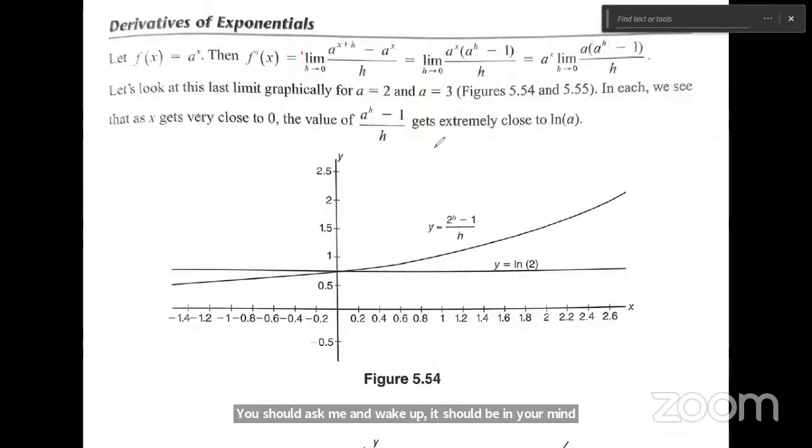Now, let's look at another form of differential function. Let's look at this form.